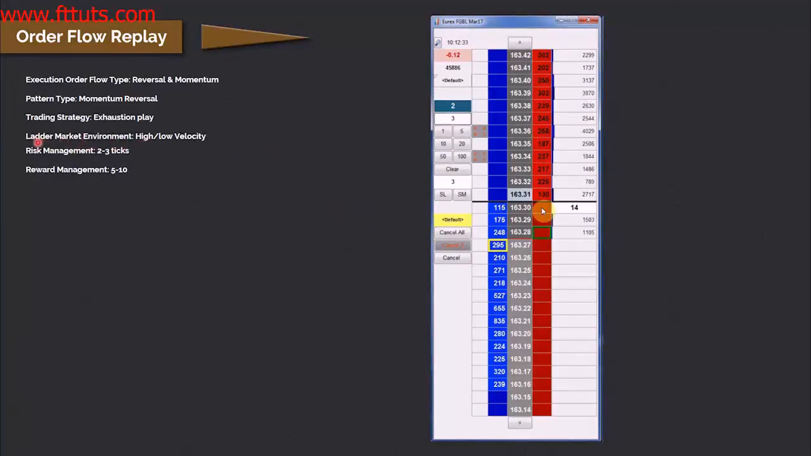You have a 2 to 3 tick risk management, and your reward can be, say, 5 to 10 ticks. You're not looking for a complete change in trend or dynamic of the market, but you're looking to catch people when the move is overdone, people who are still committed to that blowout move. So anyway, guys, let's get straight into the ladder and get myself playing for you.